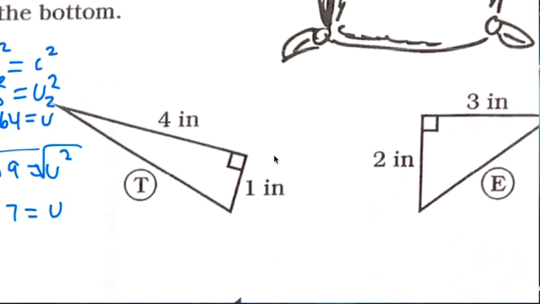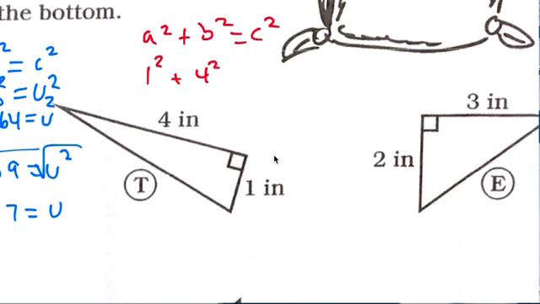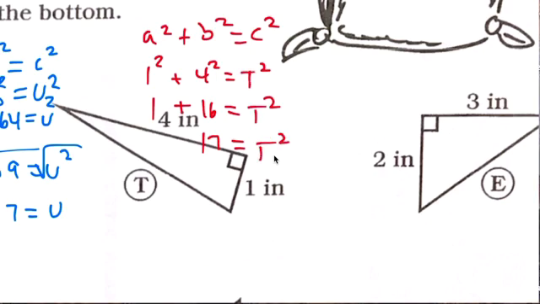Okay, and then this one, same thing. A squared plus b squared equals c squared. A is 1 squared plus 4 squared equals c squared. 1 plus 16 is c squared. 17 is c, instead of c, it's letter T. Sorry. T is c. T squared, take the square root. The square root of 17. You need a Google calculator.